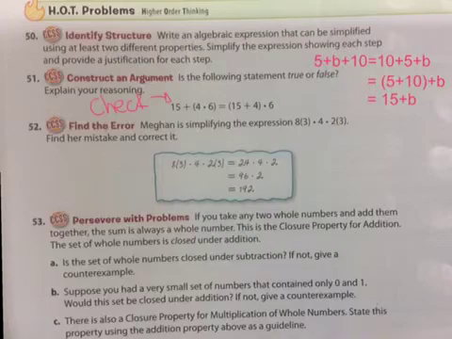Okay, continuing on. Megan is simplifying the expression 8 times 3 times 4 times 2 times 3. Okay? Find her mistake and correct it. Let's see. 8 times 3 times 4 times 2 times 3. 8 times 3 is 24, correct? Times 2 times 3. Well, there you go. She didn't do 2 times 3. She didn't do the 6 on this side.